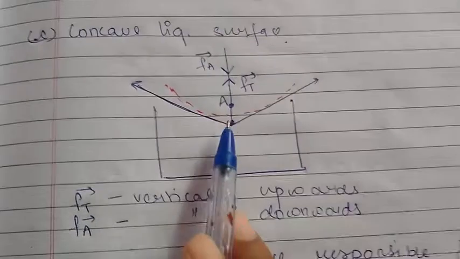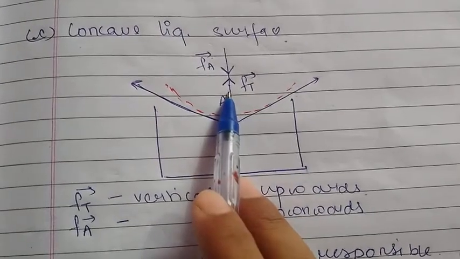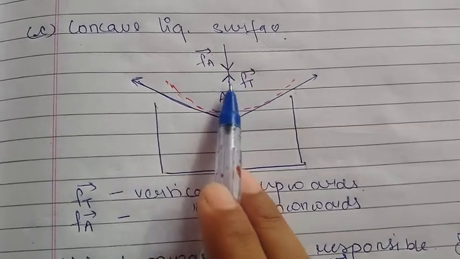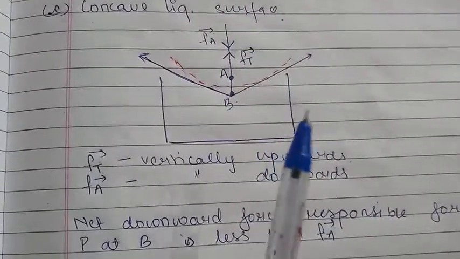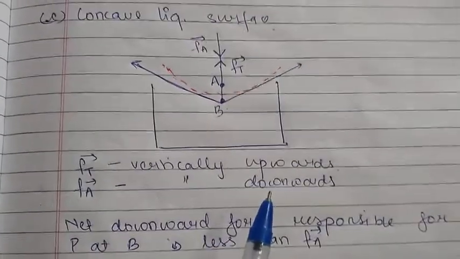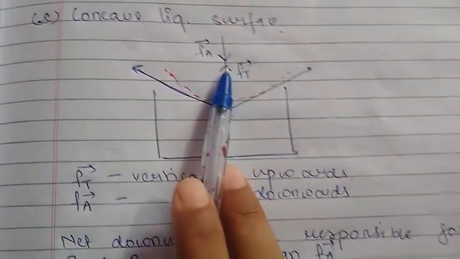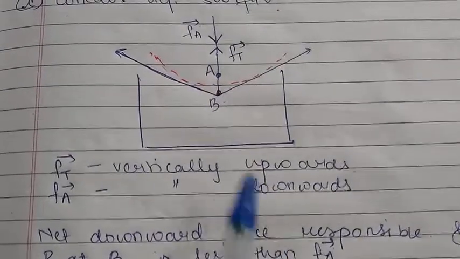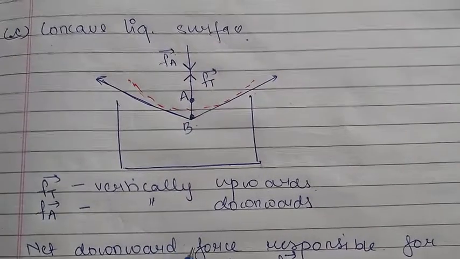convex. So in such cases, the force due to surface tension will be vertically upwards and the force due to atmospheric pressure is as usual downwards. So these two are in opposite directions. Now as these two are in opposite directions, the net downward force which is responsible for the pressure at B is less than Fa, because some part of it is cancelled out.